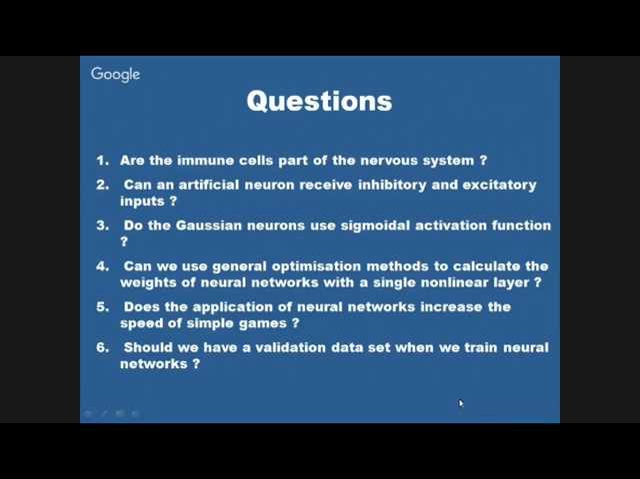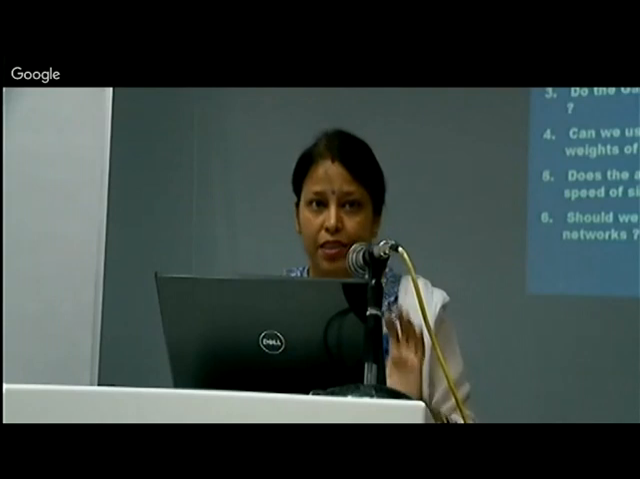Are the immune cells part of the nervous system? Can an artificial neuron receive inhibitory and excitatory inputs simultaneously? Do the Gaussian neurons use the sigmoidal activation function? Can we use the general optimization method to calculate the weights of neural networks with a single nonlinear layer? Does the application of neural networks increase the speed of simple games? This is according to the games application. Should we have the validation data set when we train the neural network? I have already given the answer to this. So these are the 6 questions of this session.